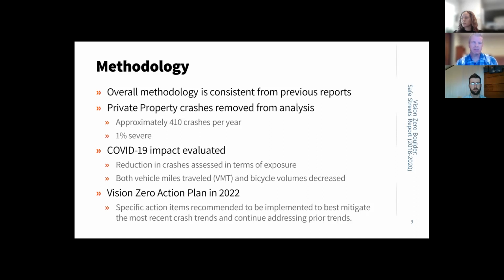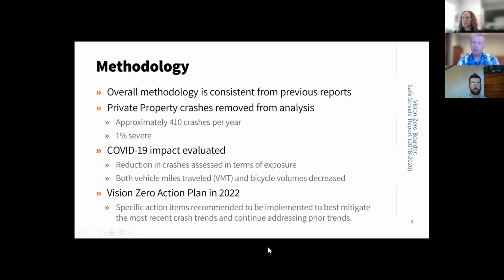And this change was made for three main reasons. Really, we found in doing some research that many other Vision Zero cities do not report crashes that occur on private property. The second thing is that we really don't have any jurisdiction to mitigate crashes that occur on private property. And sometimes crash reports on private property lack good documentation and a full narrative of what really occurred. So that's really why we chose to eliminate private property crashes.